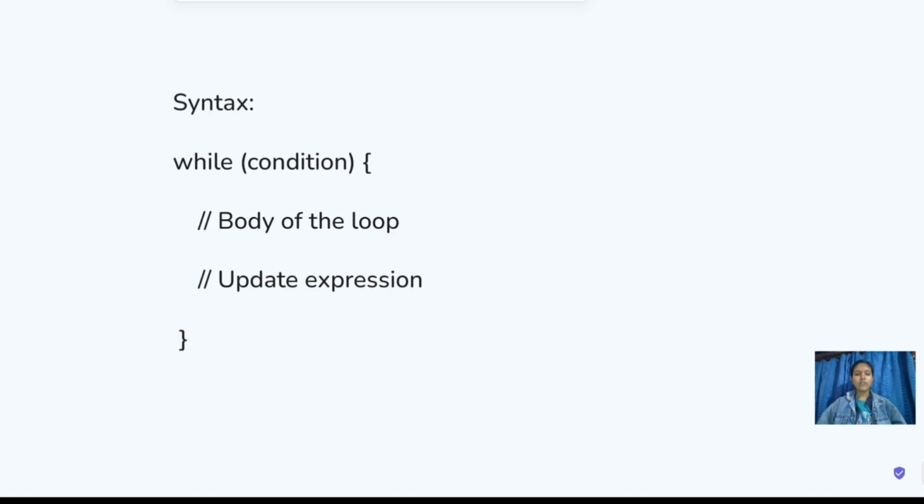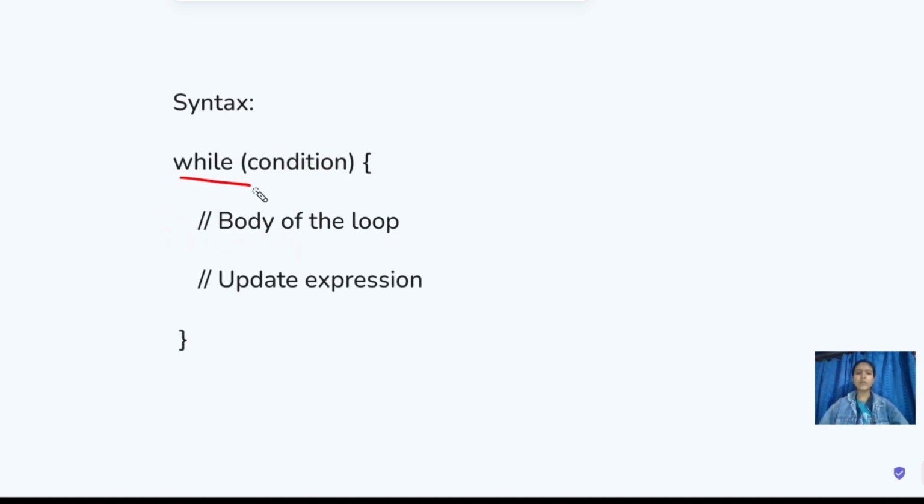The syntax of the while loop is different from the for loop. In the for loop, first we write the for keyword, then initialization, condition and update. But in the while loop, we simply write while, which is also a keyword, then inside the brackets we write a condition, and in the body we write the work we do and the update.